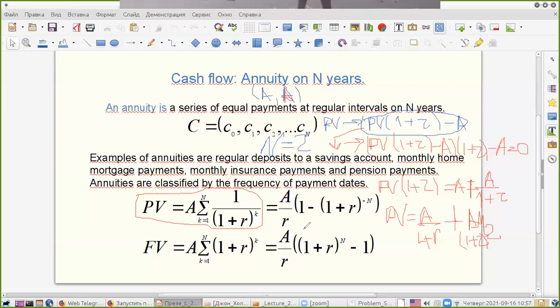But what do you think? How can we get this formula? Christina, what do you think? How can we get this formula from this? Do you have any idea?